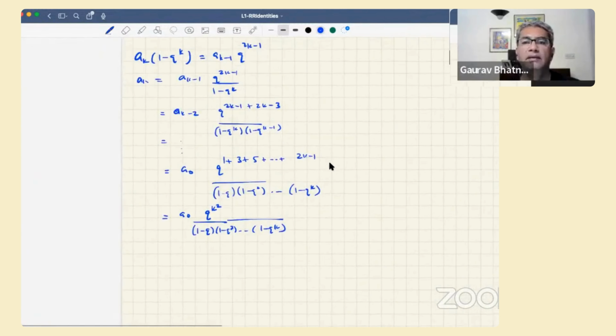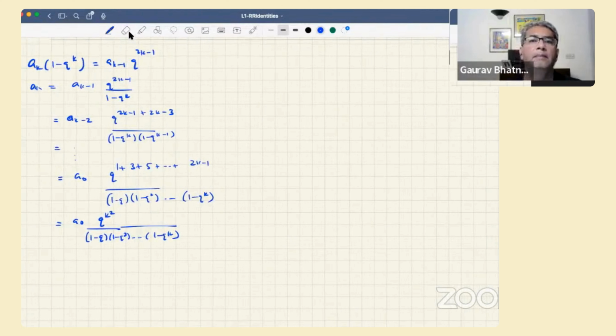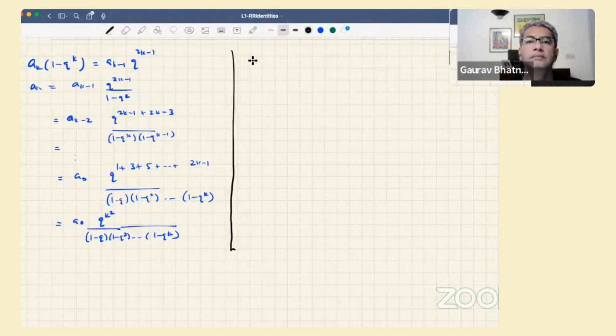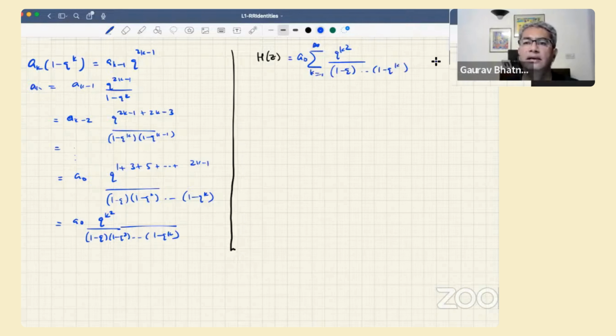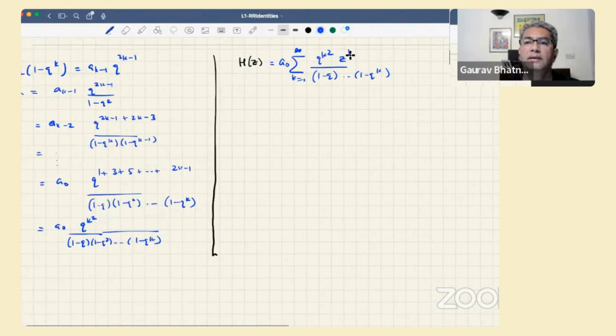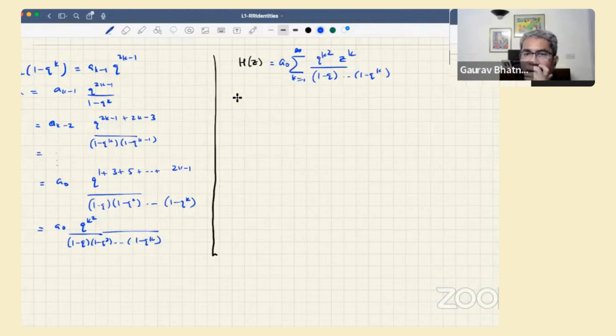So brilliant. What we get is, let me just write it on this side. What we got was h of z. So we got h of z equals the sum of a_0 q^(k squared) over (1 minus q)...(1 minus q^k), k going to infinity, times z^k. And what we had was, so we can take, first of all, let's take.